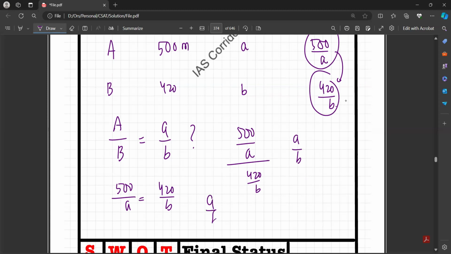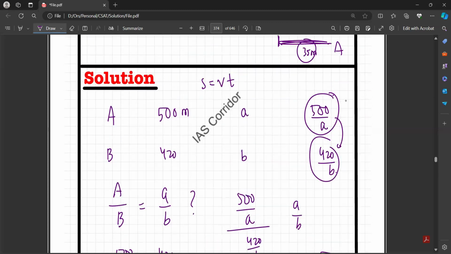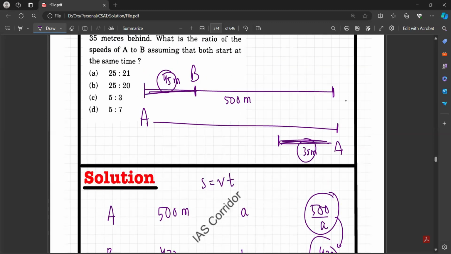Now A by B will be what? A by B will be 500 by 420, which equals 50 by 42, which equals 25 by 21. Is it clear or not? Got it? So the answer would be 25 by 21. I'm explaining it again.